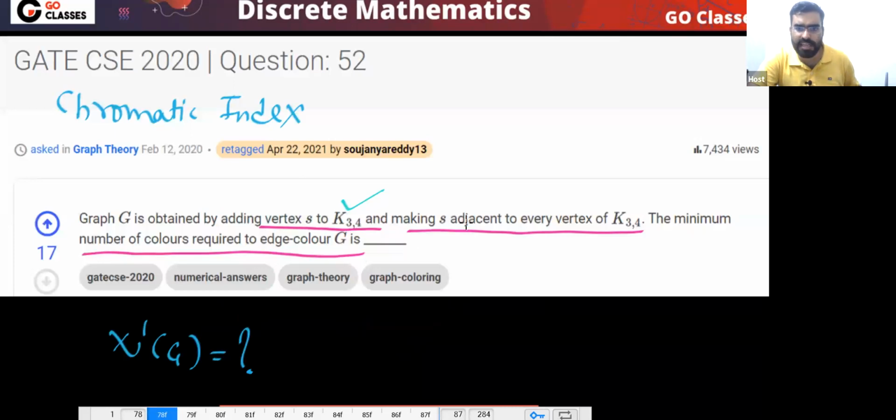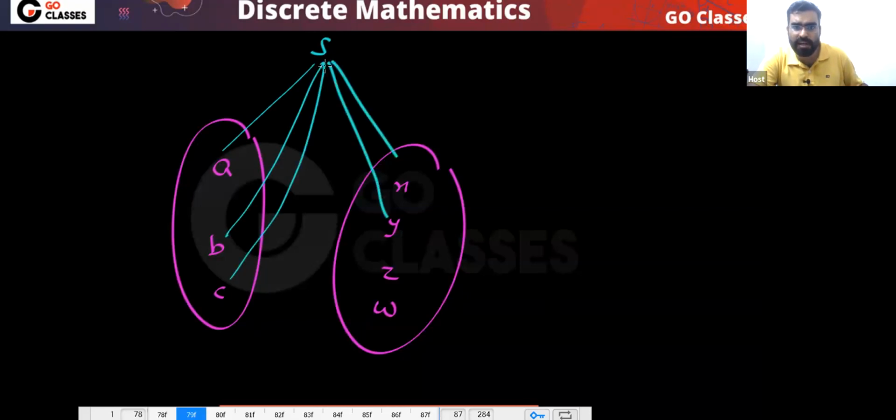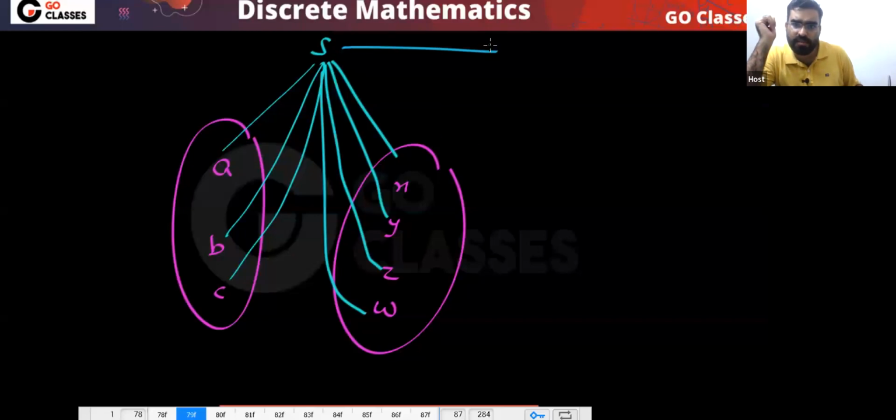Now you are adding a vertex S and you are making it adjacent to every vertex. You are making it adjacent to everyone. Tell me one thing, because of this vertex, what is the degree of this vertex? That will be 7.